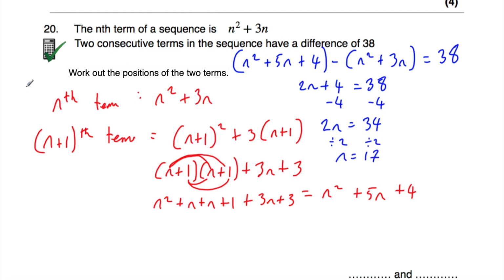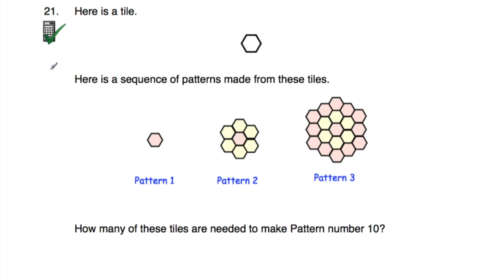So n is equal to 17, so that's the 17th term, and this would be the 18th term. So the two consecutive terms in the sequence that have got a difference of 38 would be the 17th term and the 18th term. And that's it. Okay, let's have a look at question number 21.